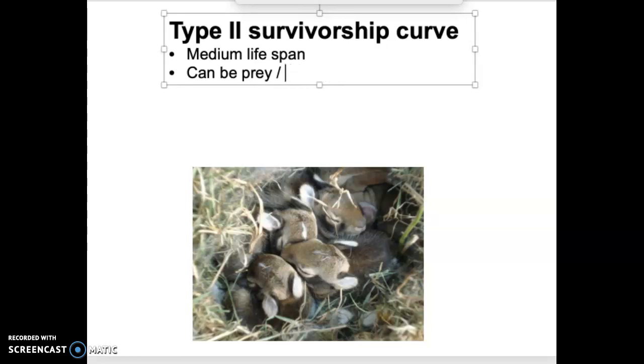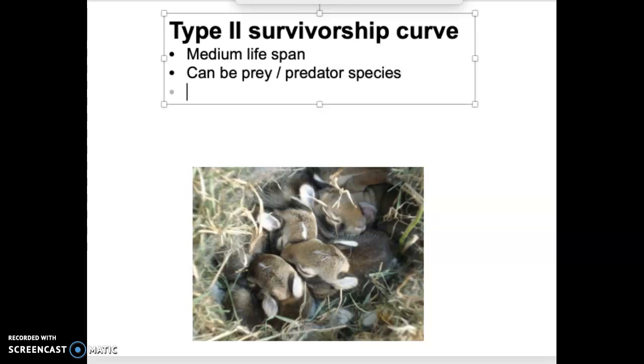They can be prey species, or they can be predator species, or they can fit in both groups. So those rabbits there, they are prey, but they're also predators. Anybody with a garden, they're going to eat your garden, but the rabbits also can be eaten by hawks and owls and cats and snakes and foxes and coyotes and all sorts of other things.